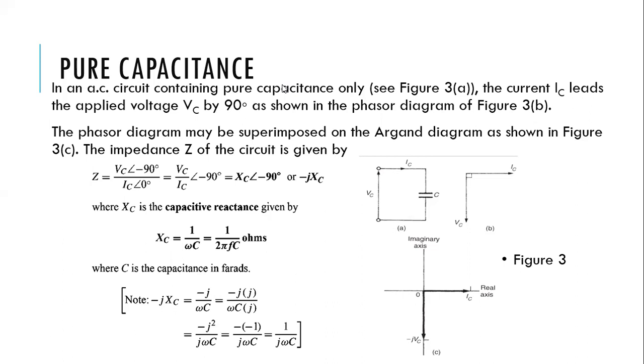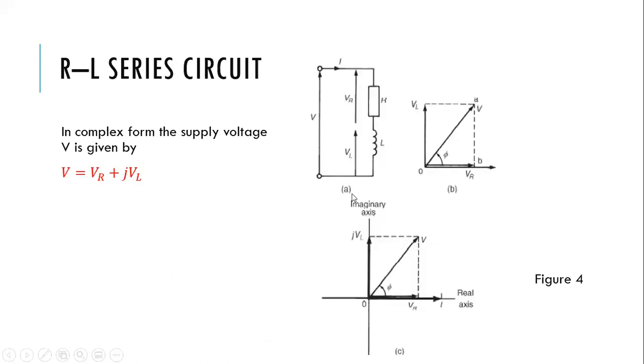Where XC is the capacitive reactance, given by XC equal to 1 over omega C, which is equal to 1 over 2 pi FC, where C is the capacitance in farads. If you look at the analysis, I have told you how, when you divide, you can get the conjugate. So when you do the analysis, you get 1 over j omega C. So that is that about that.